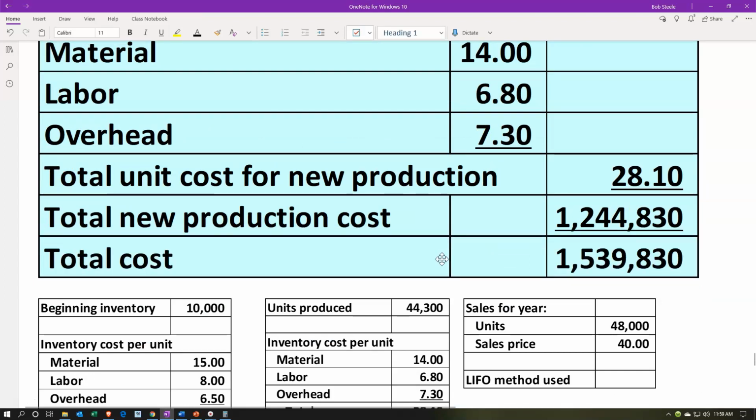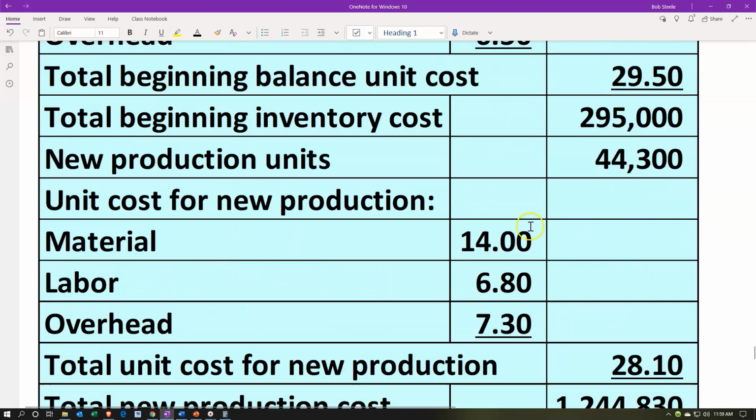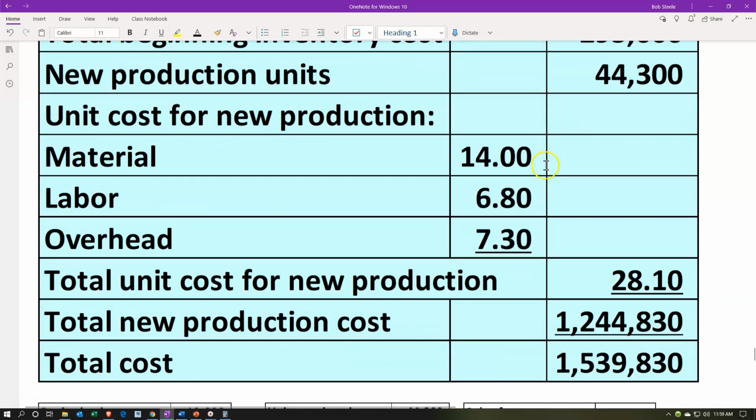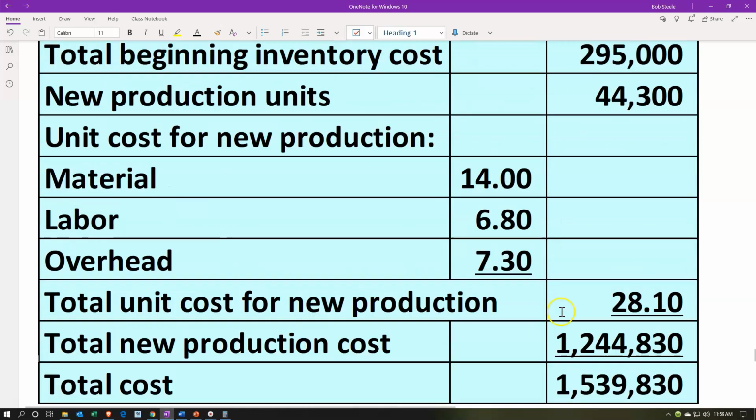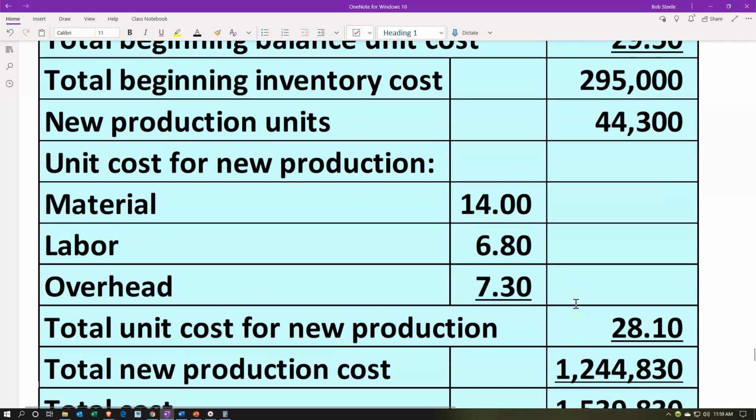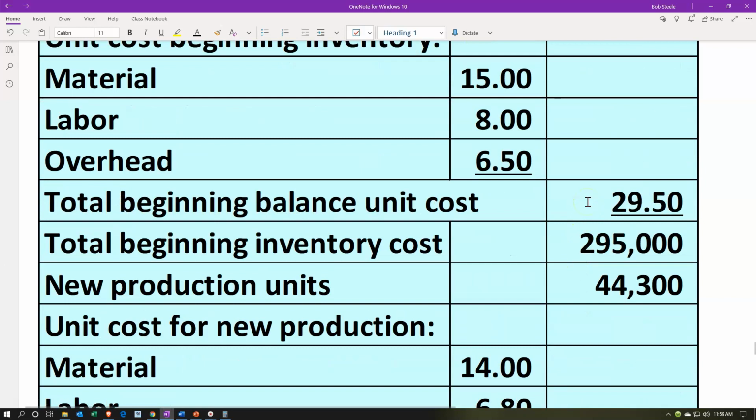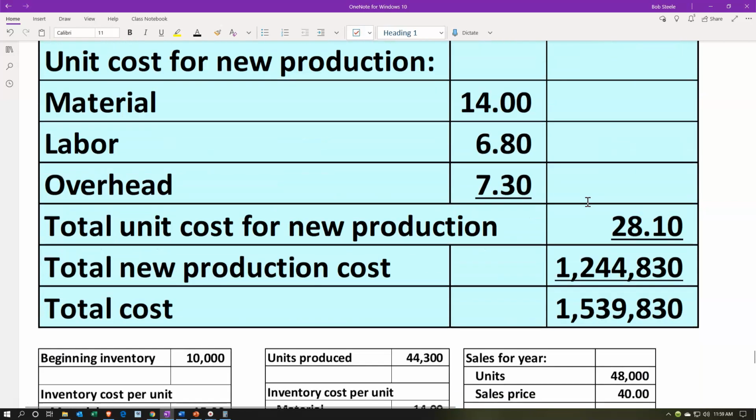$28.10 times the 44,300 gives us $1,244,830. And if we add then that amount plus the $295,000, we're going to get $1,539,830. Point being that now the $28.10 is lower than the $29.50. So the units we produced are now lower in unit cost than the beginning inventory was.